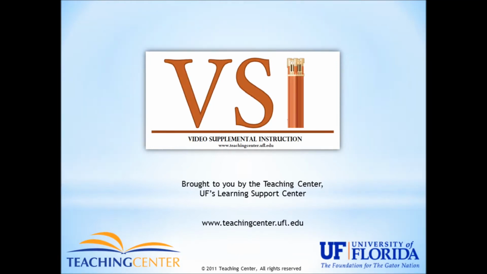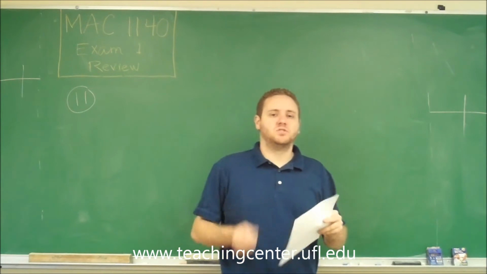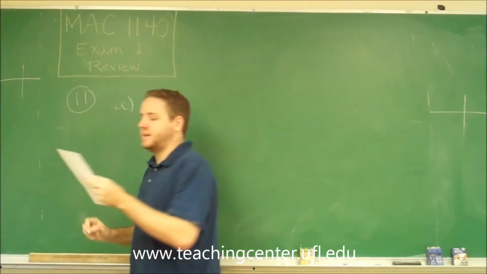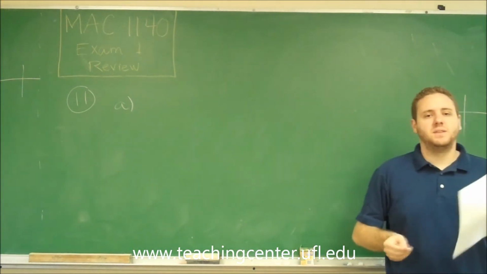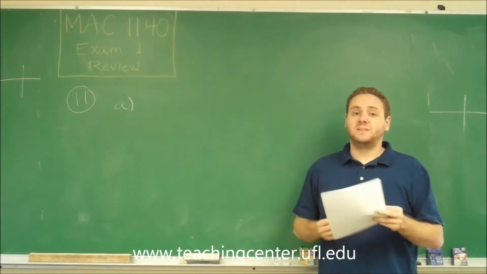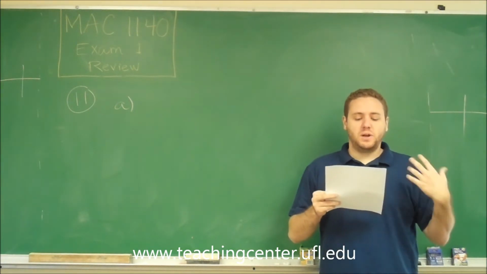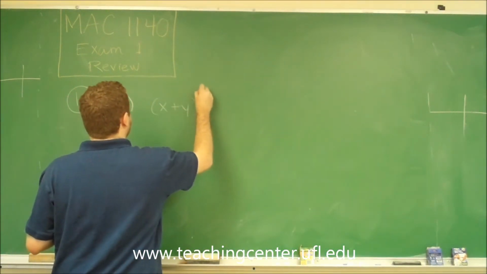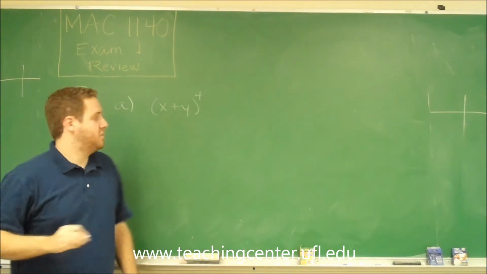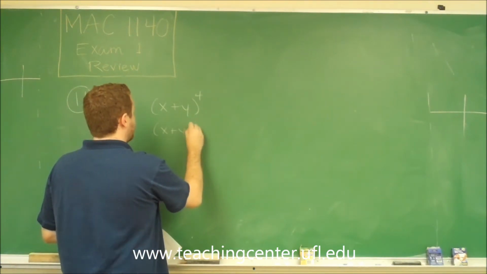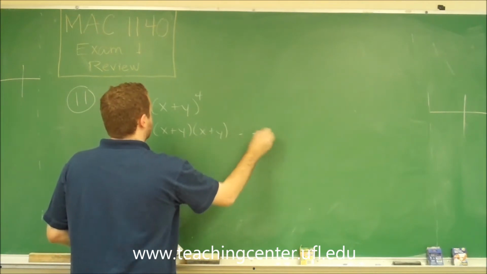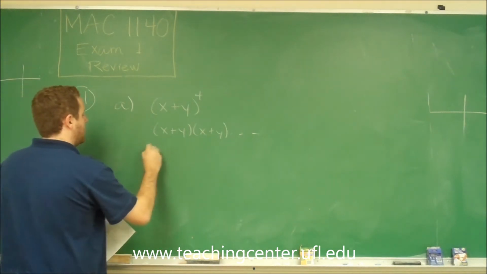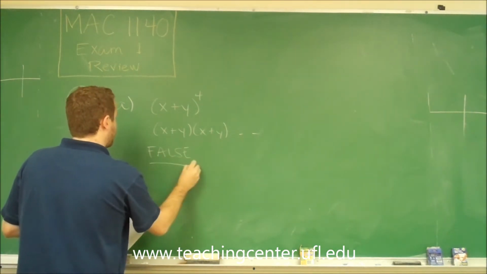Alright, so number 11, we have four statements and we're just trying to see if they're true or false. So let's evaluate A here. A says that (x plus y) to the fourth is the same thing as x to the fourth plus y to the fourth. Well, this is definitely false because if you wanted to expand (x plus y) to the fourth, you would have to FOIL that. Remember, this is like saying (x plus y) times (x plus y) 4 times, which is definitely not the same thing as x to the fourth plus y to the fourth. So A is false.